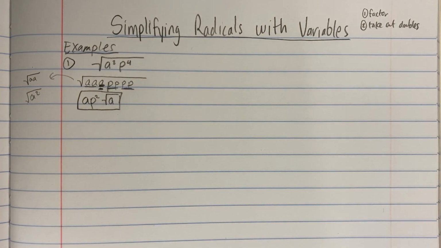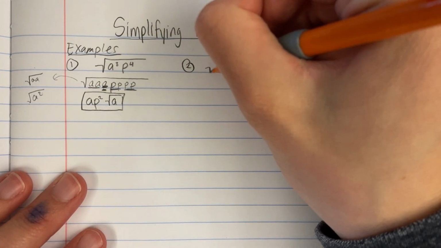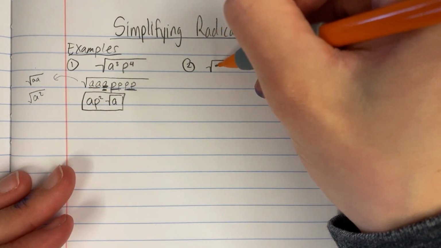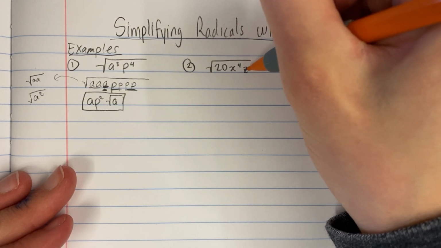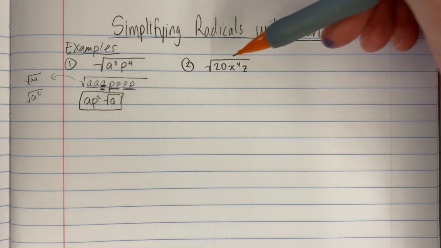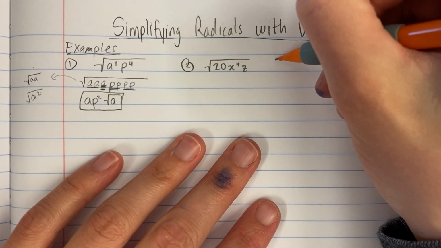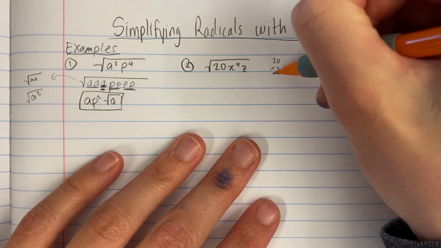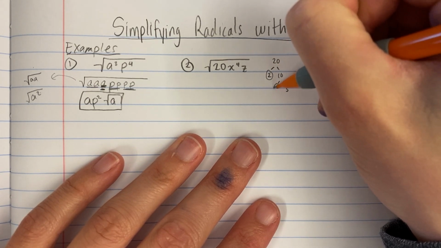Okay, now that one only had variables. This one has variables and numbers, and we still just do it the same. Nothing has really changed. Okay, this is square root of 20x to the 4th z. Okay, now watch what I'm gonna do. I'm gonna factor this 20 just off to the side. I'll say, oh, that's 2 times 10, and 10 is 2 times 5.